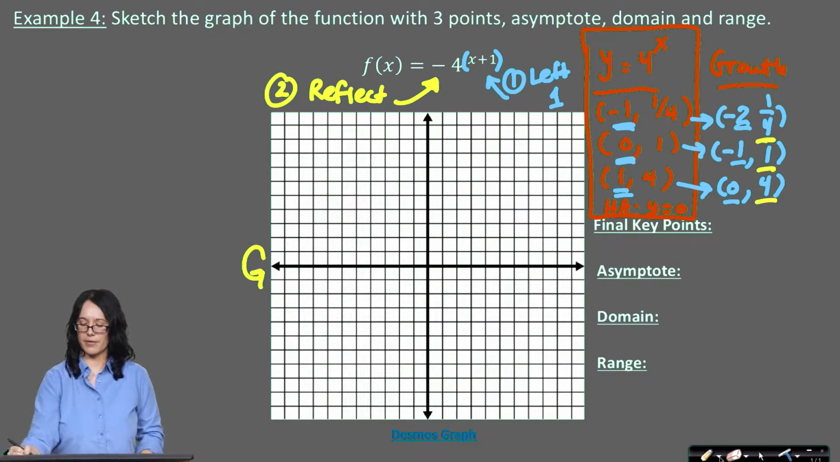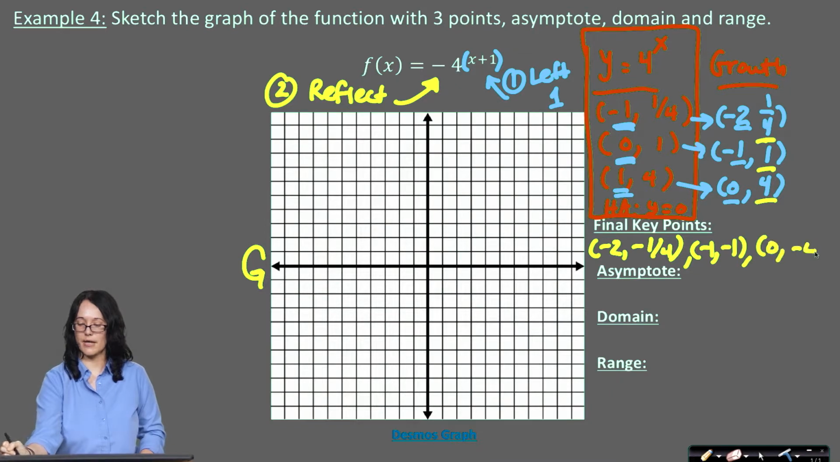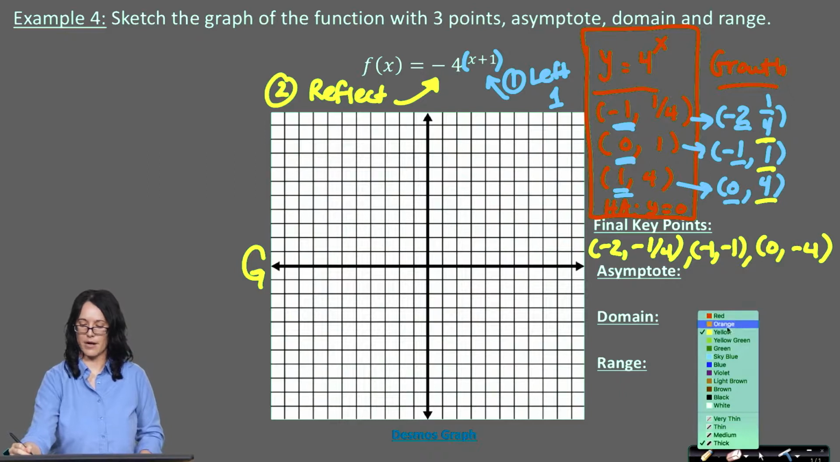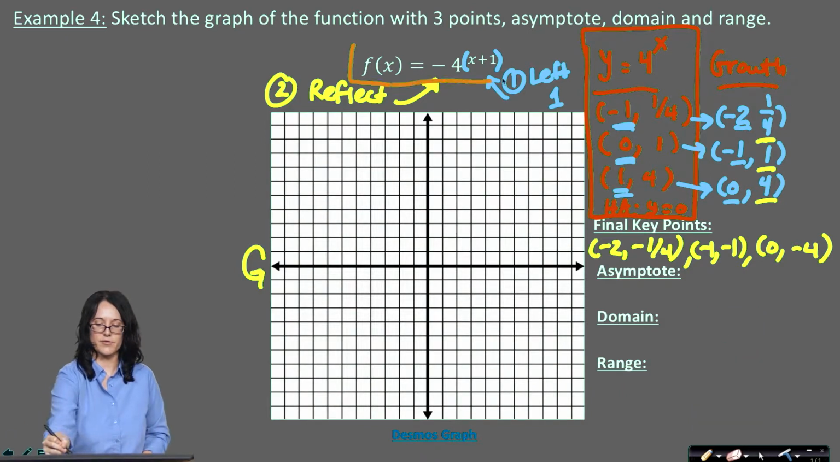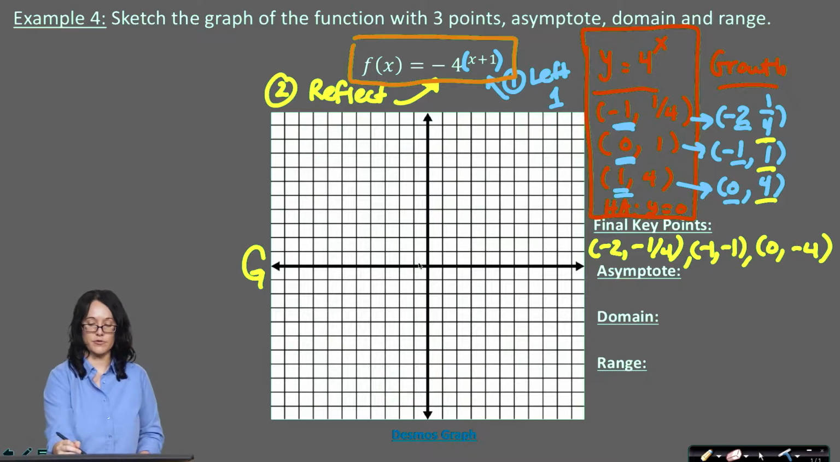So your final 3 points, if you wanted to write these out, would be, let me grab my color, there it is, -2, comma, -1/4, if I change the sign of y, -1, comma, -1, and 0, comma, -4. So let's see where that would be on our graph. Let's grab a color. So this graph, f of x equals -4 to the x plus 1 would be -2, 2 to the left, and down 1/4, so right around there. -1, -1 would be left 1 and down 1, right around there. 0, -4 would say go down 4 directly from the origin. 1, 2, 3, 4, right there.